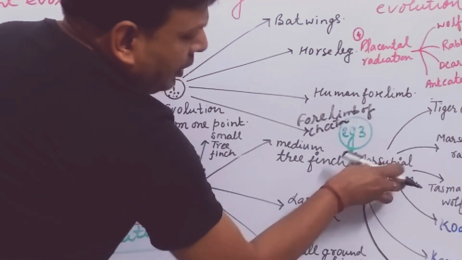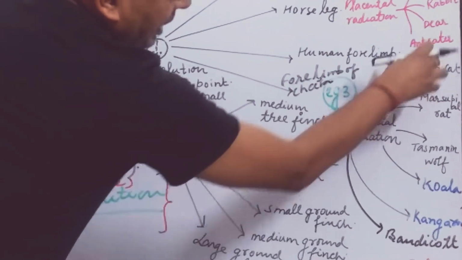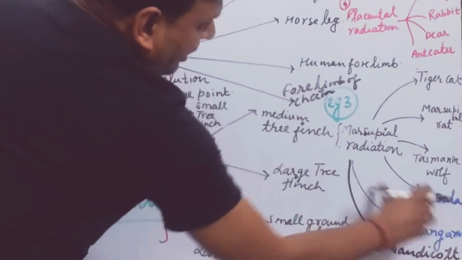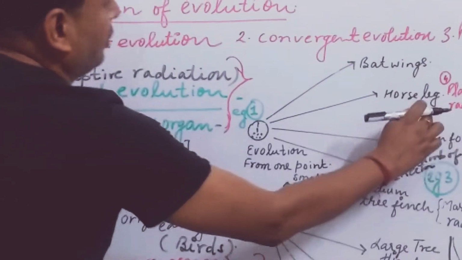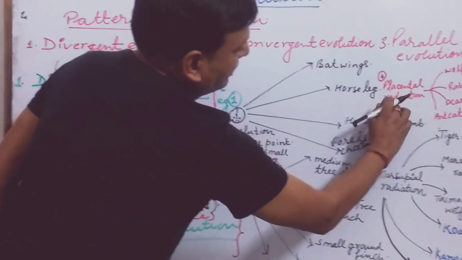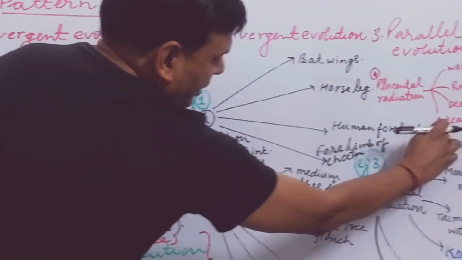So they have a common origin and a common character known as the marsupial pouch, but in different habitats they develop different types of characters. A similar type of adaptive radiation or divergent evolution is observed in placental mammals, called placental radiation. The examples are wolf, rabbit, deer, and anteater.